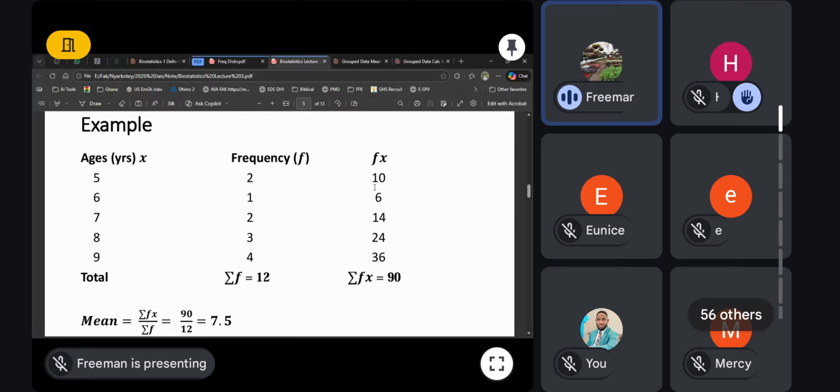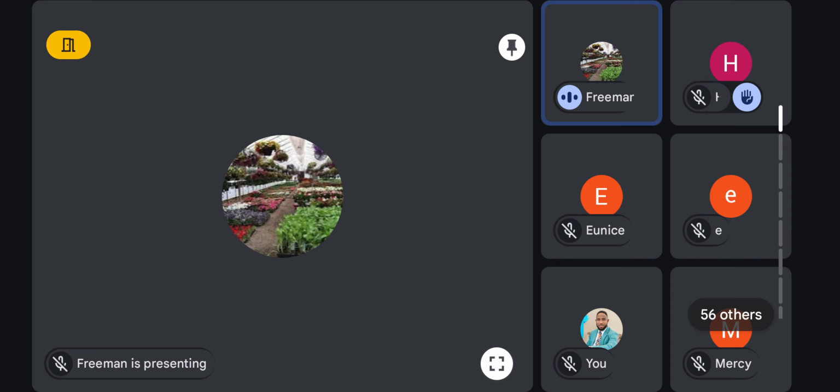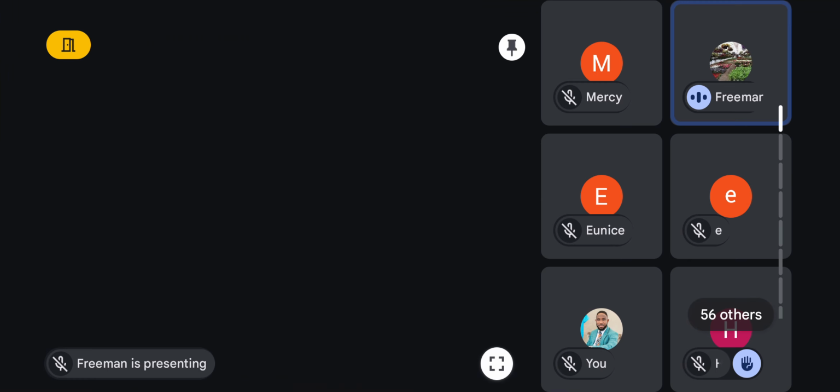So now we have to add all of them again. When you add 10, 6, 14, 24, and 36, you are going to get 90. What do we have? Summation f of x. This sign means summation, sigma. Summation f of x means f multiplied by x, all the products, and you are getting 90.